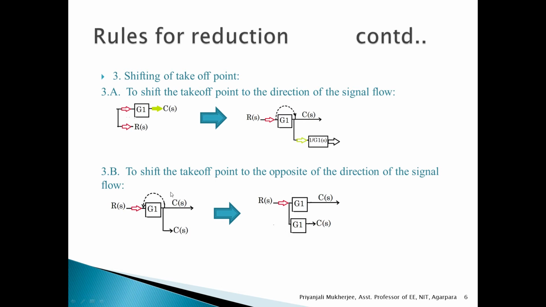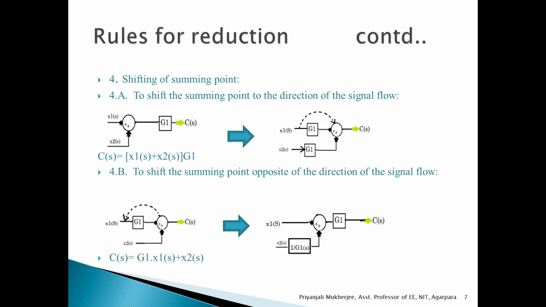And next is the shifting of takeoff point to the opposite of the direction of signal flow. So here actually we are taking the takeoff point from the output section. That means the output of this section is C(s). But when it shifts to the left of the block, then normally it will have the output C(s)/R(s), but to keep the output the same as C(s), we need to multiply it with the transfer function of the block G1. That means to shift the takeoff point to the opposite of the signal flow, or to the left of the block, multiply the takeoff branch by the block transfer function G(s) or G1.